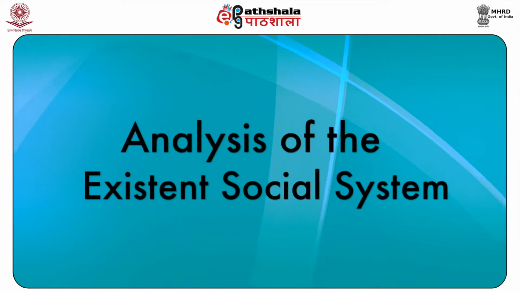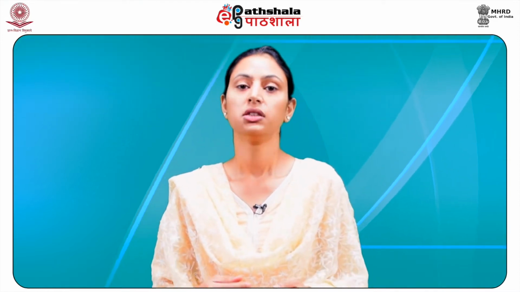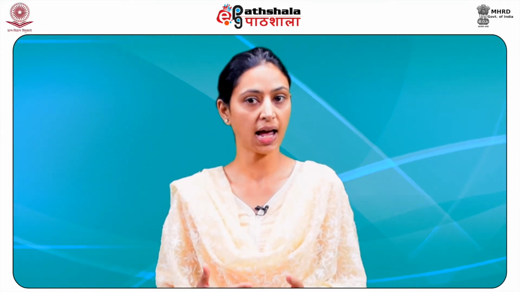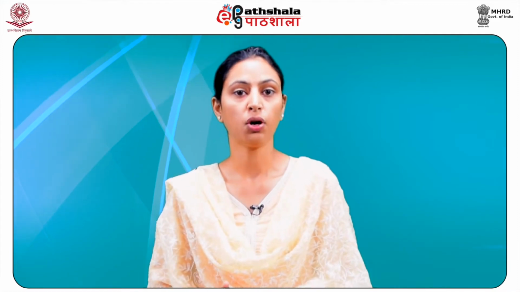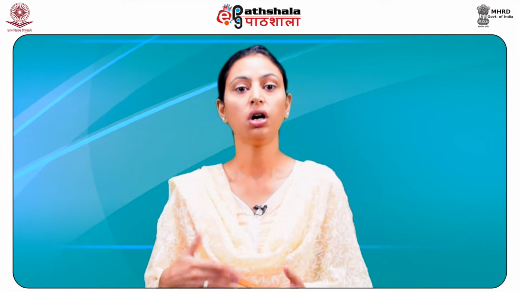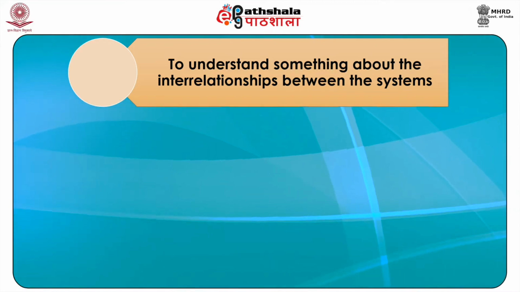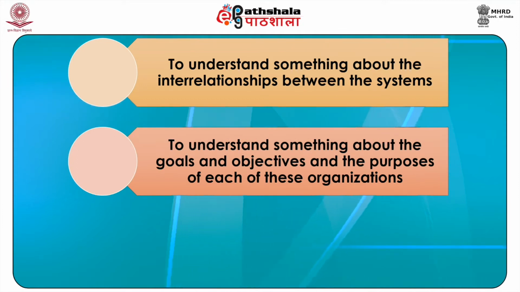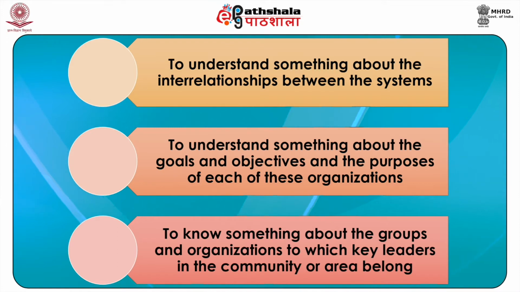They are: analysis of the existing social system. All social action takes place within the existing social system. The social systems comprising a community or the arena of social action are resources available to aid community action. In addition to knowing what groups or organizations exist within a community or area, it is also important to understand something about the interrelationship between the systems, or to understand something about the goals, objectives and purposes of each of these organizations, along with the relative position of leadership influence in the total community or area. To know something about the group and the organization to which a key leader in the community or area belongs.